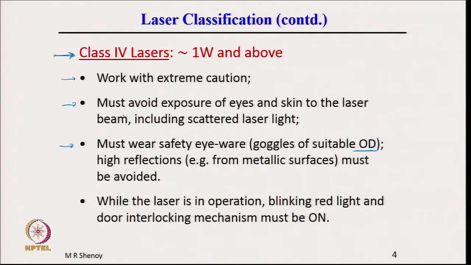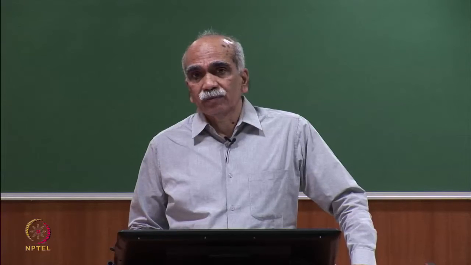So, almost similar to class 3B, but there is an additional mandatory requirement that while the laser is in operation, blinking red lights and door interlocking mechanism must be on. This is an additional mandatory requirement when class 4 lasers, namely high power lasers, are in operation.